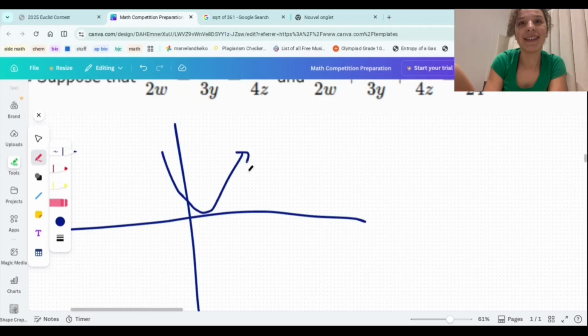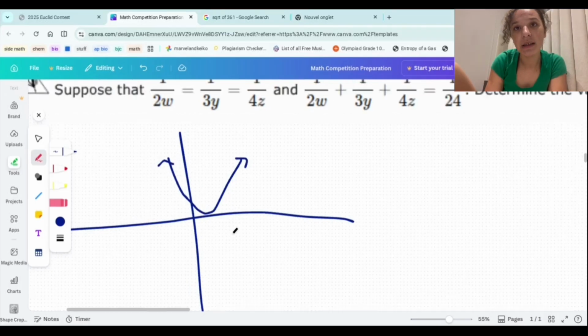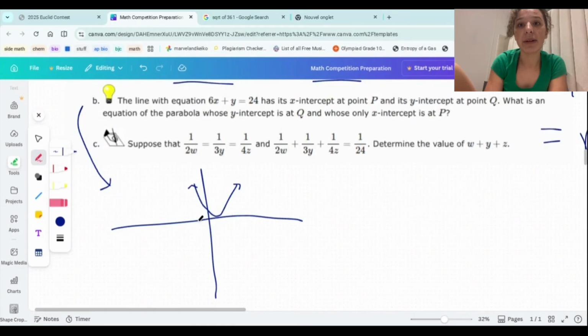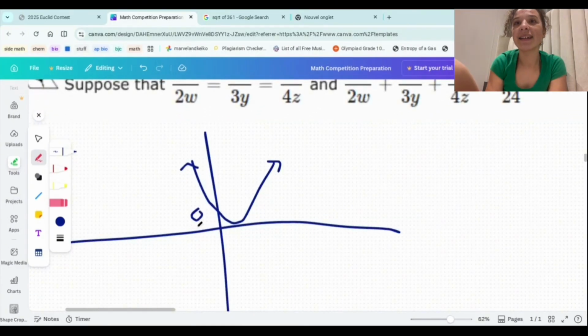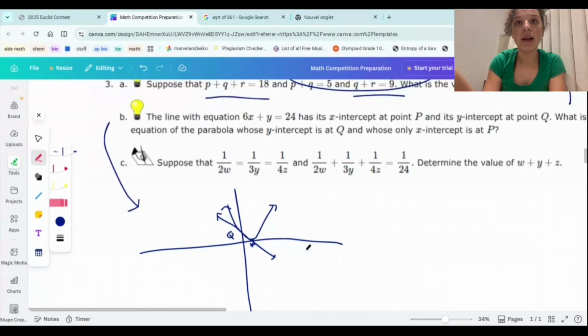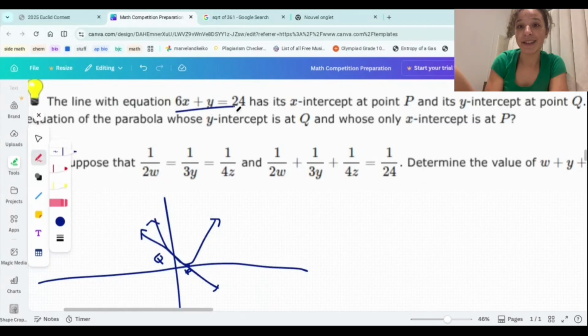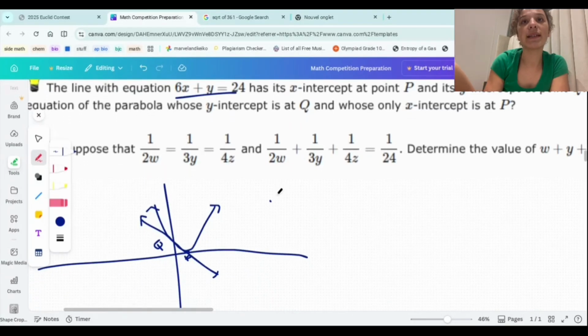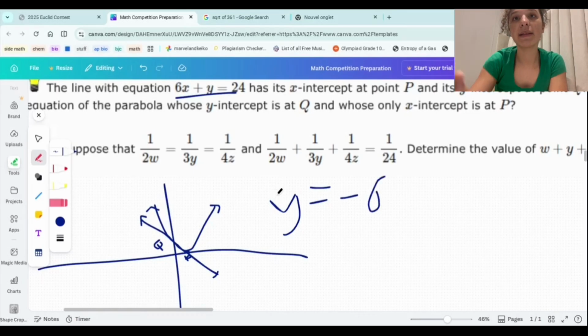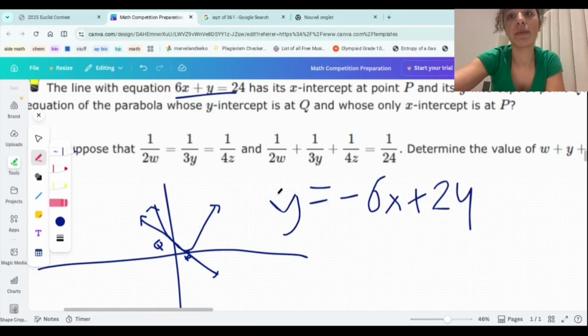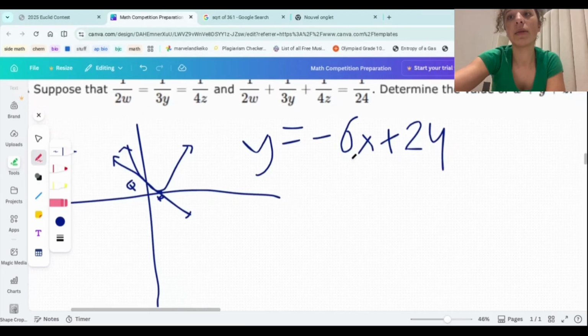Oh wow, that doesn't even cross it. Let me try and draw this nicely. Honestly, that's probably as nice as it will get for me. So, they said y-intercept is Q, and this is P, and there is a line who shares the same x and y intercept. And the good thing is they give us the equation of this line, right? So if 6x plus y equals 24, that means that y, subtracting 6x from both sides, is equal to minus 6x plus 24.